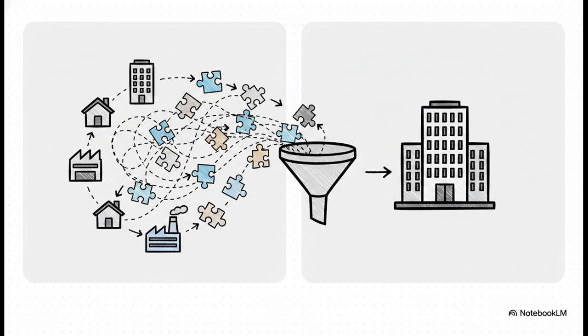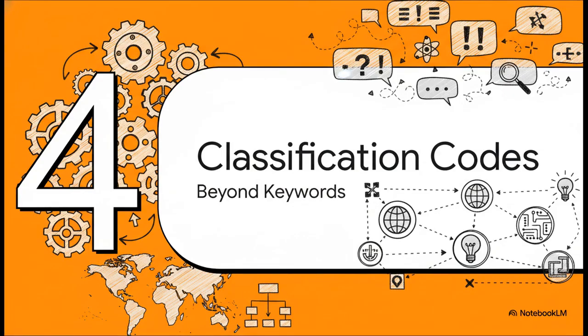This ensures you don't miss a vital competitive threat hidden deep within some random subsidiary. All right, Section 4, Navigating with Classification Codes, Beyond Keywords. Let's see how to classify this data effectively, ensuring we don't get totally lost relying purely on inconsistent technical language.